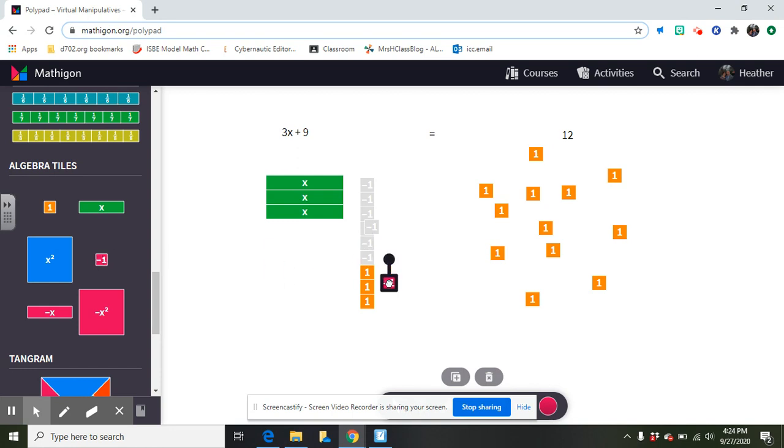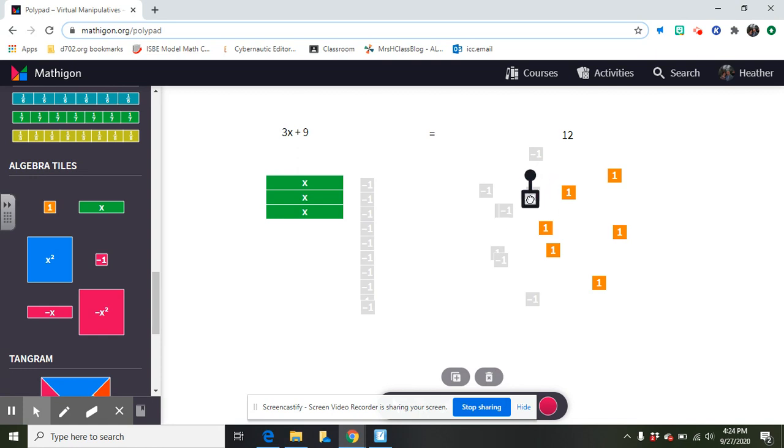And once I wipe all these out, I have just 3x left, correct? I don't have 3x plus 9 equals 12 anymore. I just have 3x equals 12. Well, that's not what I started with. So if I did something over here to take out 9 ones, I have to do the same thing to the other side to take away 9 ones, correct? So I'll need to do that same concept on the other side. So if I'm going to remove 9 from one side, I have to also remove 9 from the other side, because that's the only way that I'm going to keep it as an equation.